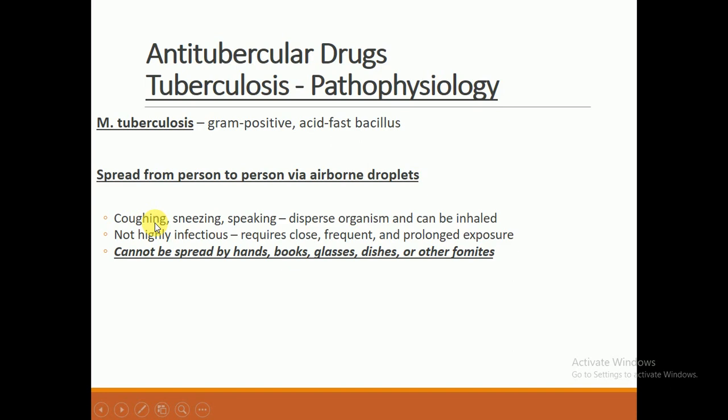It may be spread through coughing, sneezing, speaking, and the dispersed organism can be inhaled. It is not highly infectious and requires close, frequent, and prolonged exposure. So it cannot be spread by hands, books, glasses, dishes, and other fomites. It means this mycobacterium cannot be transmitted through shaking hands, books, glasses, dishes, and other fomites.